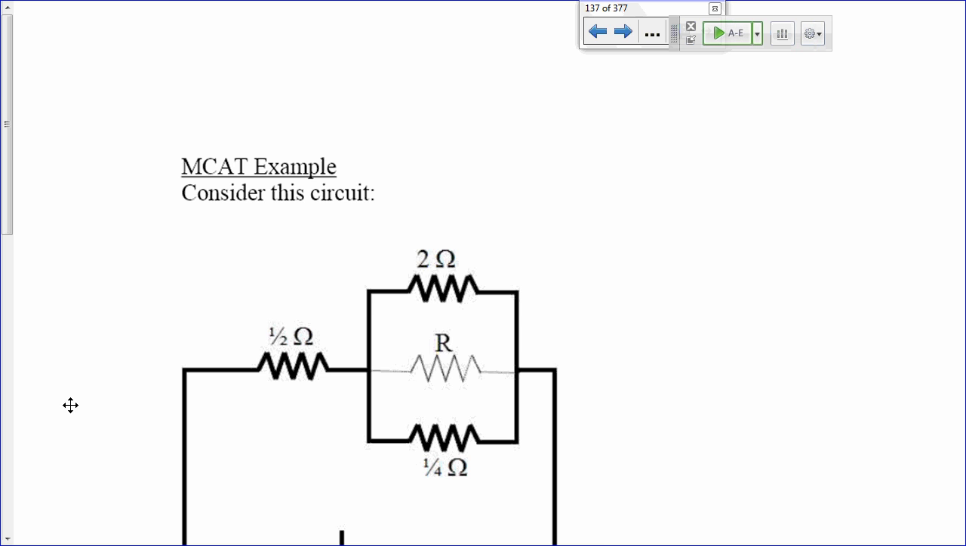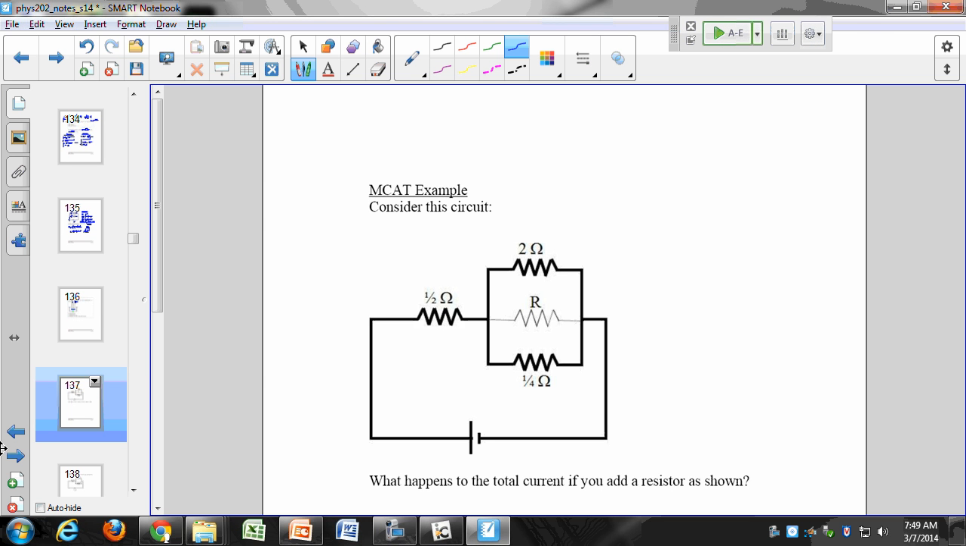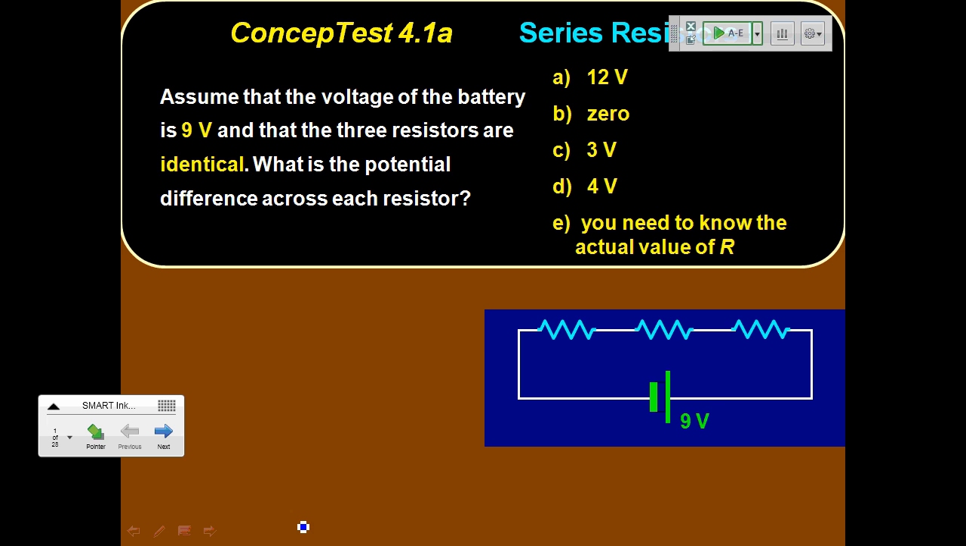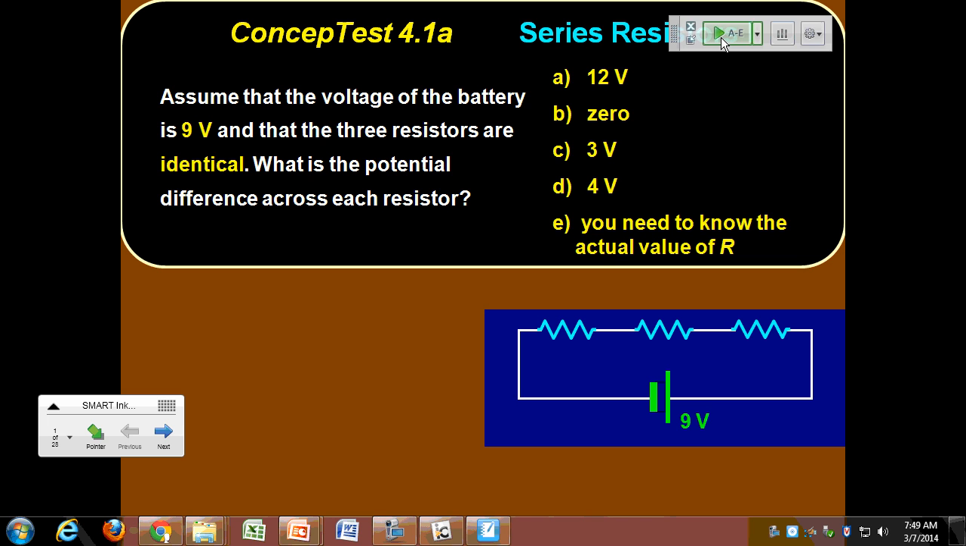We'll come back to this, but let's work on some more of these conceptual questions. We haven't done these yet, have we? We haven't started these. All right, these are in the back of your book if you want to follow along there. You have a 9-volt battery with 3 identical resistors. What is the potential across each resistor? Again, you could see questions like this in the multiple choice part of your exam coming up, not in the free response.